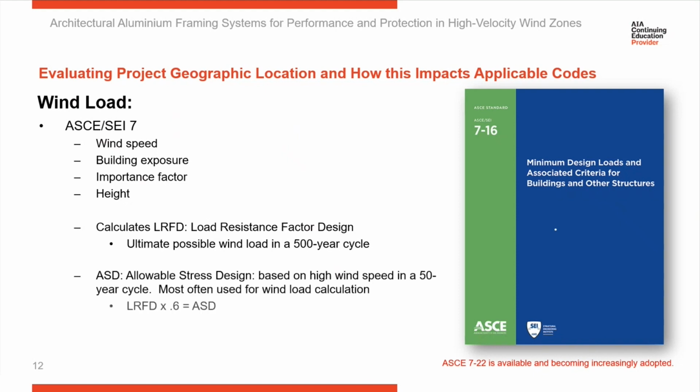The second components and cladding chart that's created is what we call ASD, or allowable stress design. This is based on a 50-year cycle, the high wind in a 50-year cycle. So both those are generated. So do be aware of which one is being required for your project. In most cases, ASD, or allowable stress design, is the wind load that's being allowed to be used.